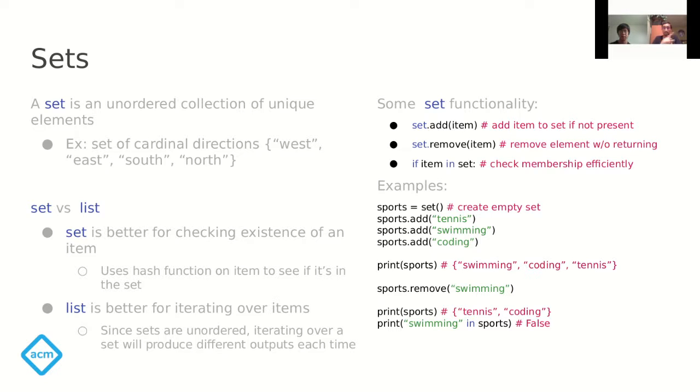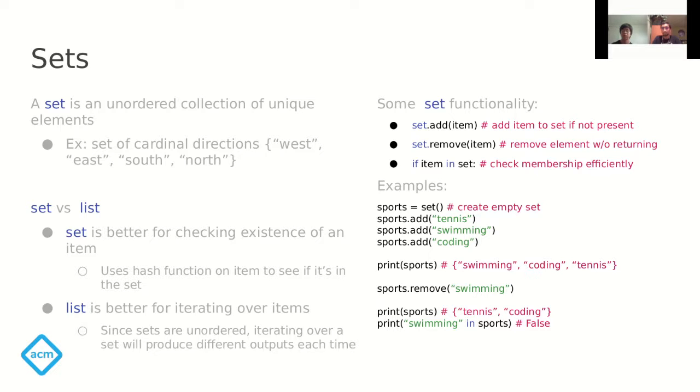While with a list, you would have to iterate through every single element and see if that element is there. And if it's not, then you return false. But that's where the list is less efficient and the set is more efficient. So here's some set functionality. It's pretty simple. The essential tools are just adding, removing, and checking membership.